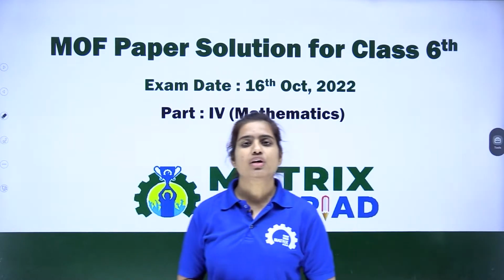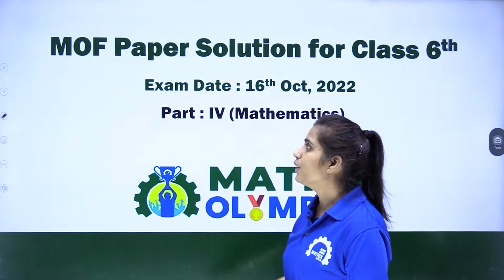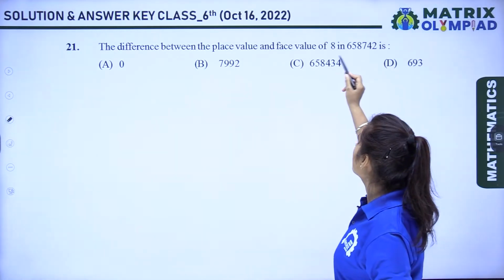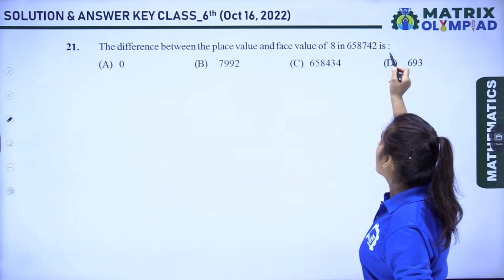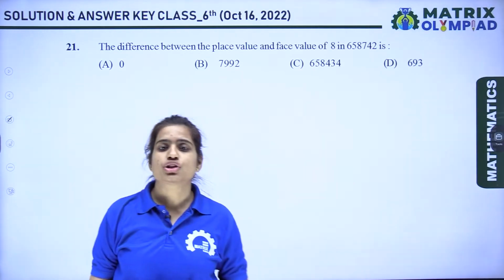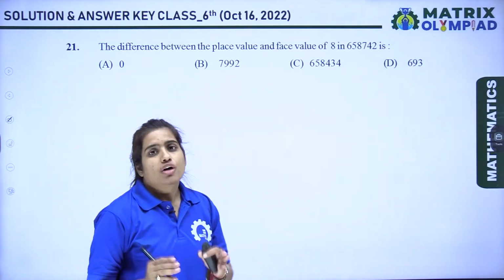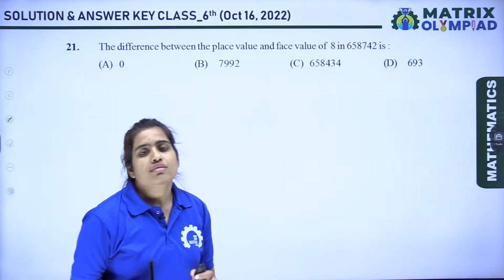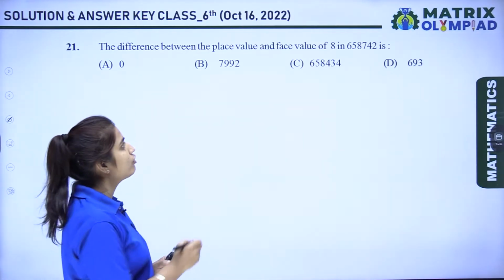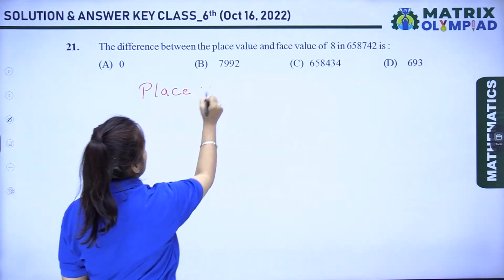Let's begin with the part 4 mathematics. In this we are going to cover question number 21 to question number 50. Let's begin with the question number 21. Question says that the difference between the place value and face value of 8 in 6,58,742. So in this question, we have to find out the difference between the place value and the face value of 8. Now, to solve this question, you must be clear with these two terms. What is face value and what is place value? So let's write down the place value of number 8.